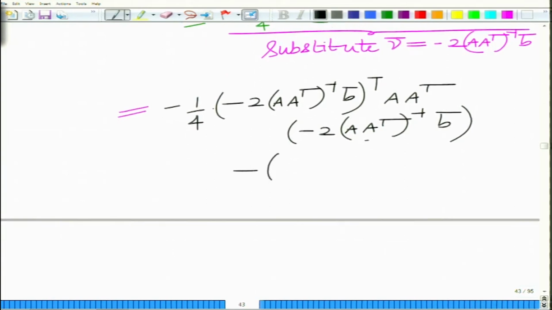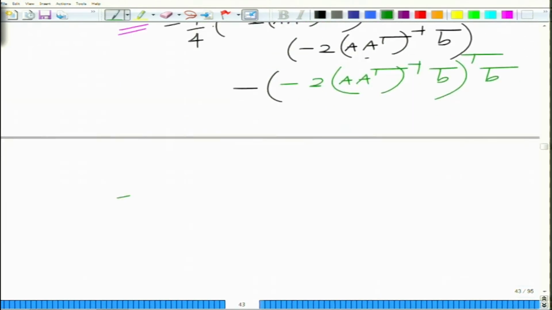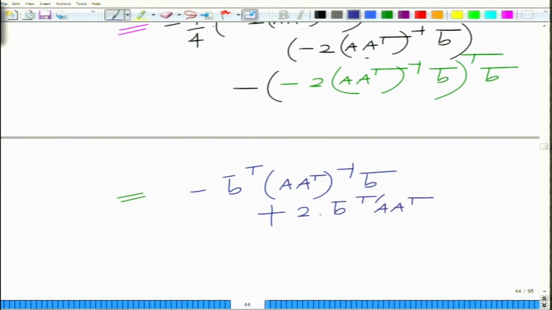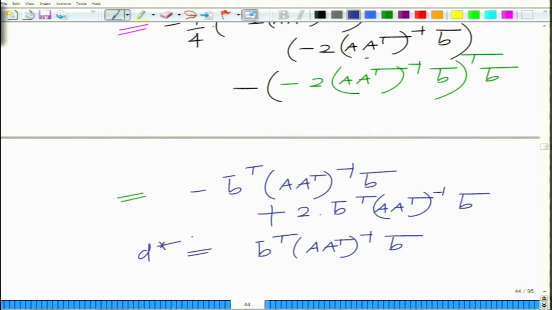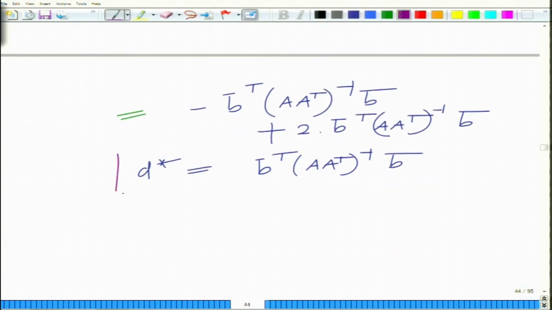minus nu bar transpose b bar. So that is minus 2 A transpose inverse b bar, transpose of that is nu bar transpose b bar, and if you simplify this, what you will get is minus b bar transpose A transpose inverse into b bar plus twice b bar transpose A transpose inverse into b bar, and that is basically b bar transpose A transpose inverse into b bar, and that is your d star. That is the optimal value of the dual problem.